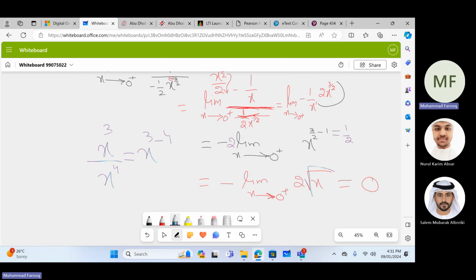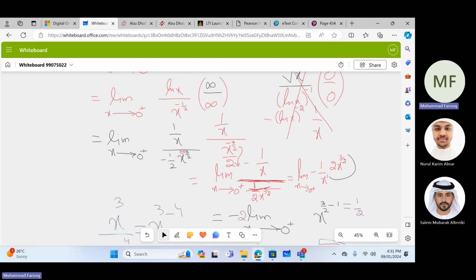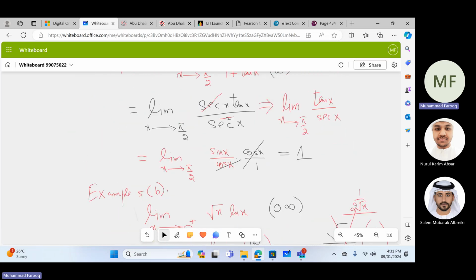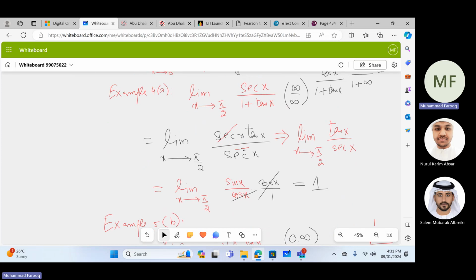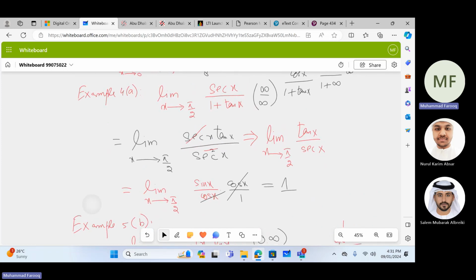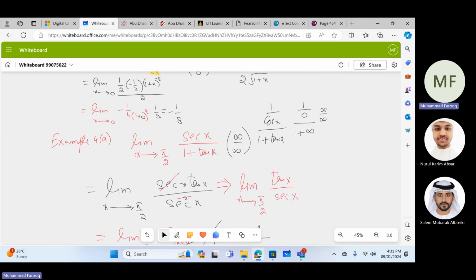There is a step I don't understand in the previous question. Which one, please? There, when we said 1 over cosine, the limit is infinity. Basically, secant you can write as 1 by cosine, yes or no? What's the x value here? What is cosine pi by 2? Zero. And 1 by 0? From the right side and the left side, it's different: positive infinity and negative infinity.